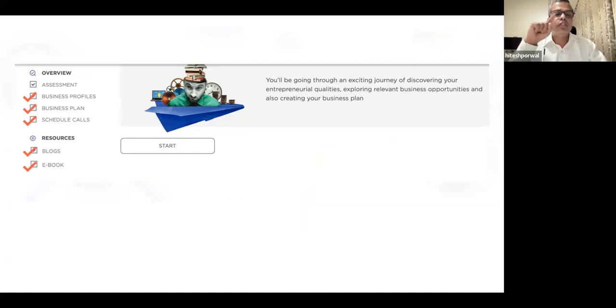If you go to BizStart, www.bizstart.in/jitem, you'll get a login page. Put your email ID and a password, and you'll get access to this page where now you'll be surprised. You've got access to business profile, business plan, schedule calls, blogs, and ebook. You can explore 780 opportunities, but you can open only 25 under business profile. We expect you to freeze one idea and complete the business plan. के questions हैं, MCQ based हैं, आधे थोड़े text based हैं.